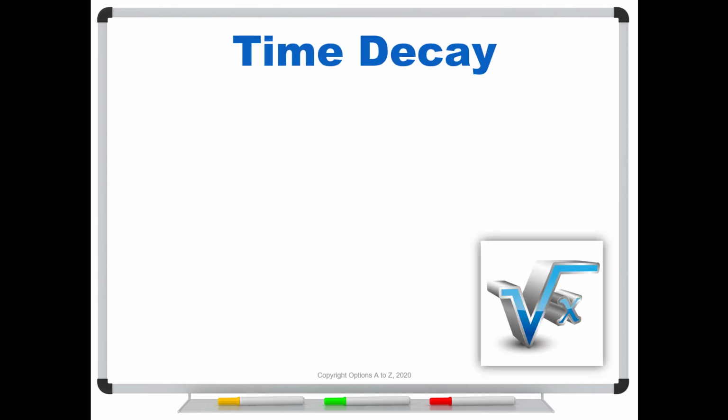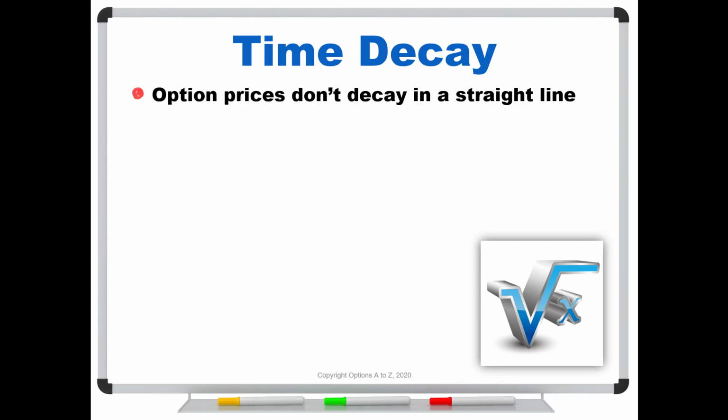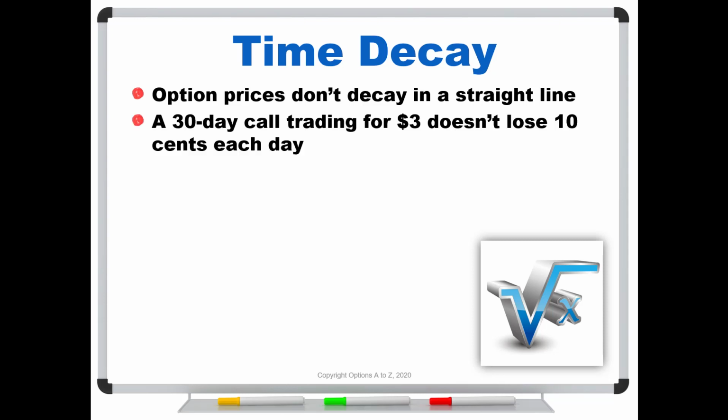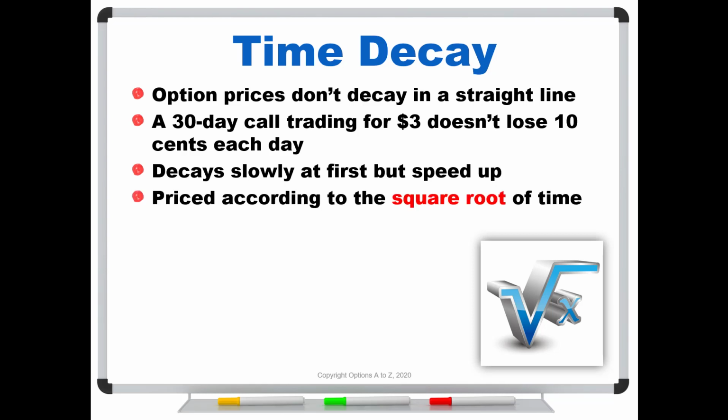Well, to answer, we have to back up to some of the basic time decay properties. Remember, option prices don't decay in a straight line. What that means is that a 30-day option, for example, trading for $3, doesn't lose 10 cents each and every day. That's what we would call a linear time decay rate. And options don't work that way. Instead, they decay slowly at first, but then they speed up. And it turns out they are priced according to the square root of time.